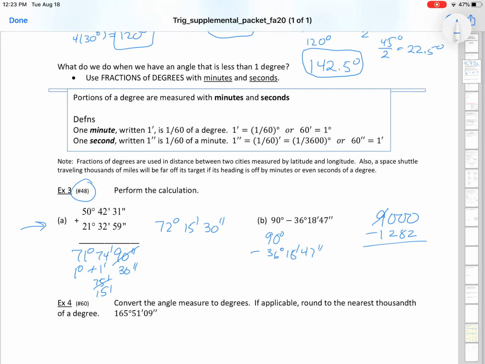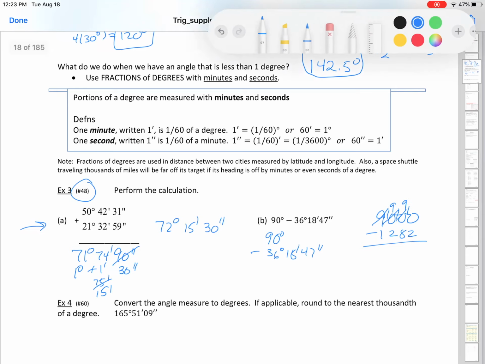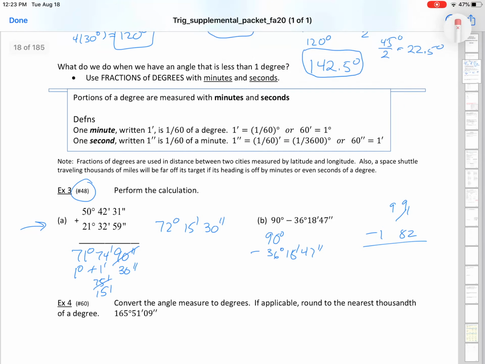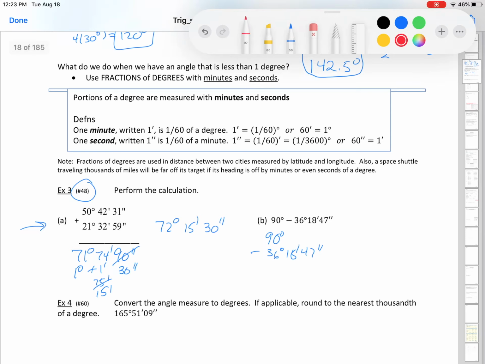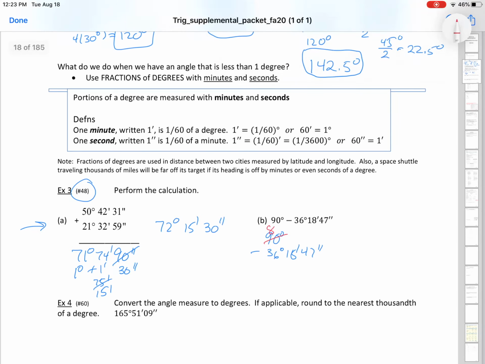I've got a little bit of a problem because I can't subtract 2 from nothing, so I've got to borrow. And remember what we do when we borrow. We bring it to the next one, borrow from there, bring it to the next one, borrow from there, bring it to the next one. That's exactly what we're going to do here. We're going to have to borrow from the 90. We have to make that 89 degrees. And so I have this 1 degree that's left over. Well, that 1 degree is 60 minutes.